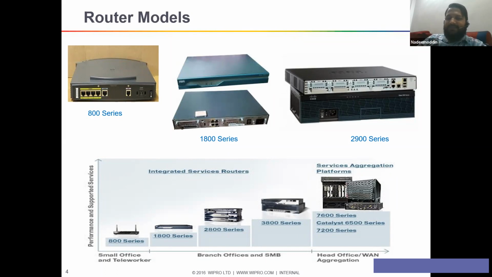The multi-layer switch, which we saw yesterday, is a layer 2 and layer 3 device. That's why it is called multi-layer. It has the capability of switching as well as routing. So it will have a CAM table and also a routing table. It can do all the stuff.